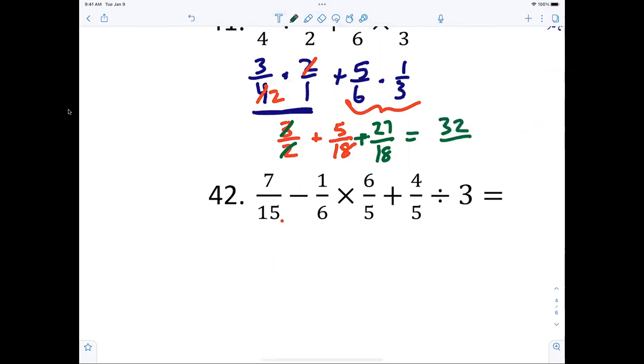32 over 18. And then I notice I can reduce that by a factor of 2. So those of you who said 32 divided by 2 today is 16 over what? 9. Those of you who said 16 over 9, pat yourself on the back. You have a good math teacher. The rest of you have an awful math teacher.